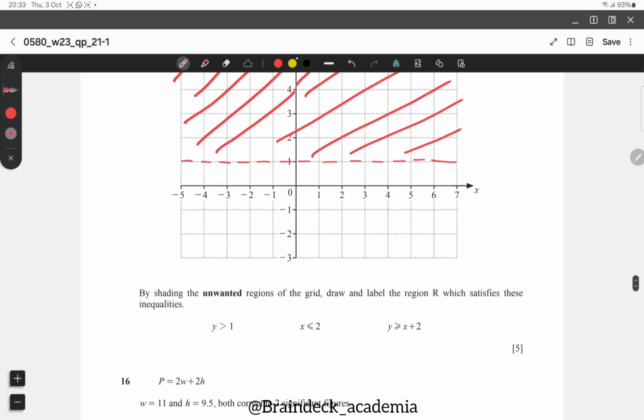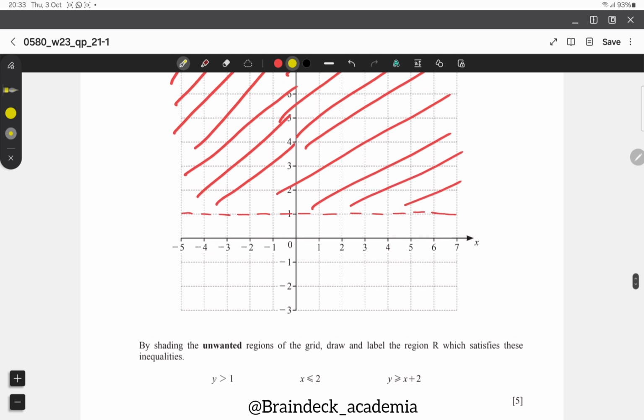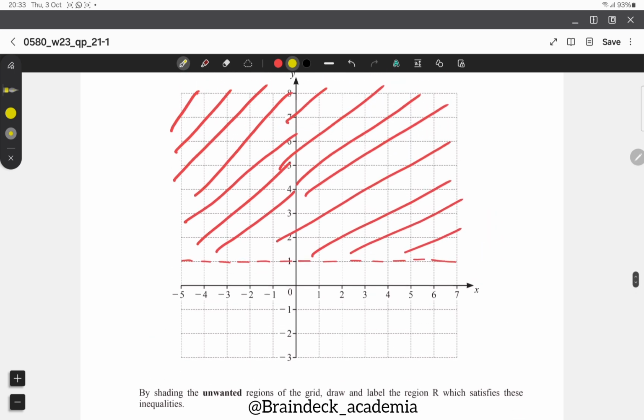Then the other one, we have x is less than or equal to 2. So we are drawing a straight line through 2 on the x-axis, since it is less than or equal to. So from 2 downward, we are shading this side. So we are shading everything like this here.